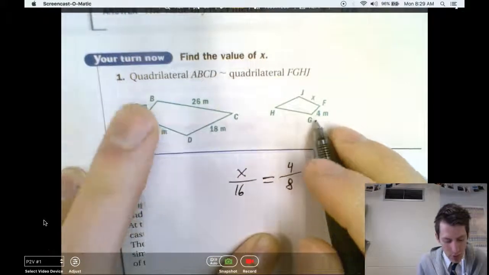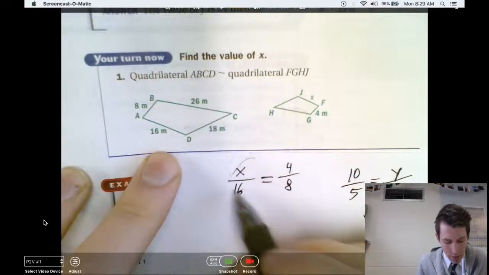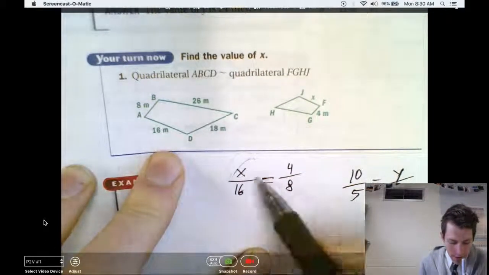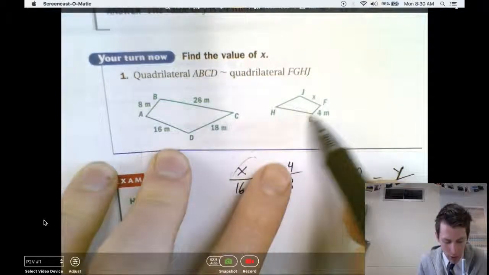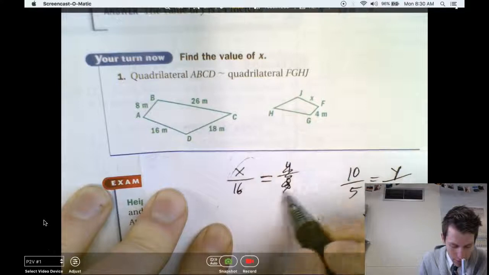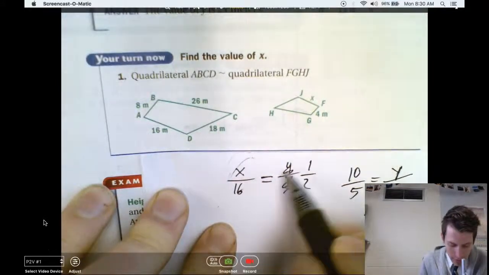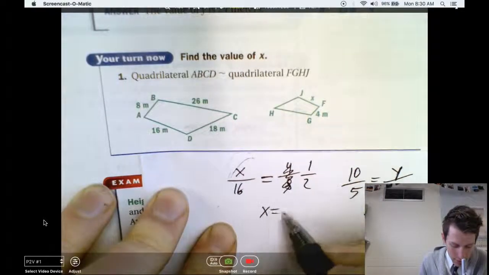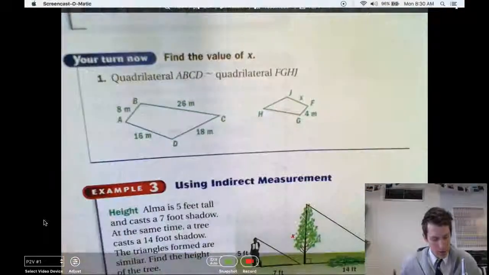Okay, always do corresponding measurements when you make up these ratios. That corresponds with that, this one corresponds with that. I did small quadrilateral over the larger one, so I do small over the larger. All right, so now let's reduce this. This 4 over 8 is the same as 1 over 2. Now 16 times 1 is 16, divided by 2, x equals 8. There we go. Not so bad.